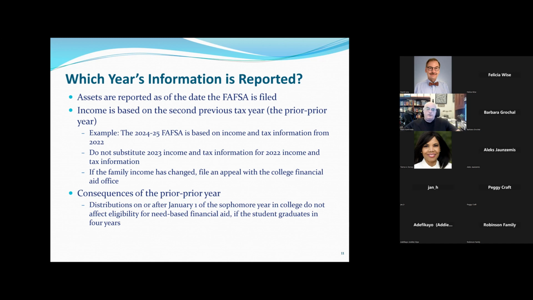Now, starting with the 2017-2018 academic year, income reported on the FAFSA has been based on the second previous tax year, otherwise known as a prior year. For example, the 2024-25 FAFSA is based on income and tax information from 2022. Most people will file their federal income tax returns by the start date for the FAFSA.